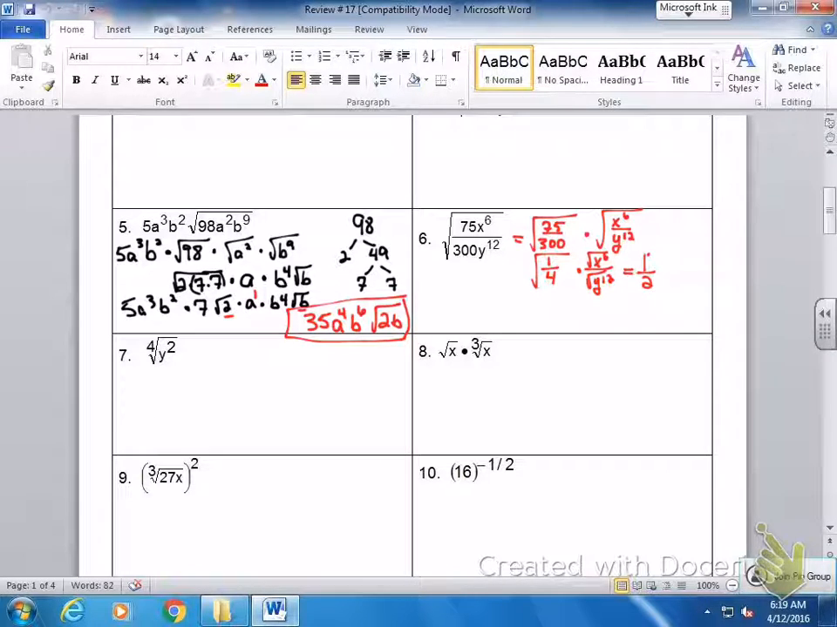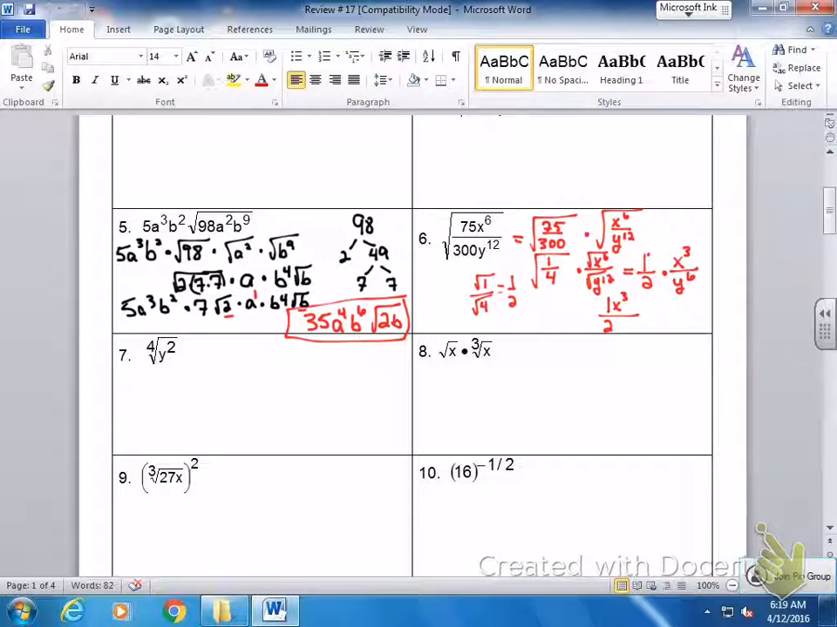And you could rewrite this, of course. You could say it's the square root of 1 over the square root of 4, which equals 1 over 2. And then I'm going to go ahead and fix my variables. I have the square root of x to the sixth. 6 divided by 2 is 3, so I have x cubed. Over y to the 12th, 12 divided by 2 would leave me y to the sixth. Now I multiply the top. I get 1x to the third.